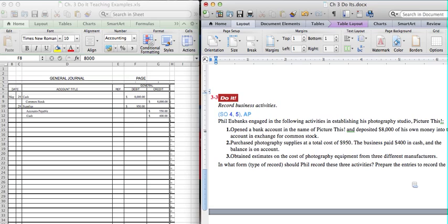Well, I hope this has helped you in getting some more information on how to journalize transactions.